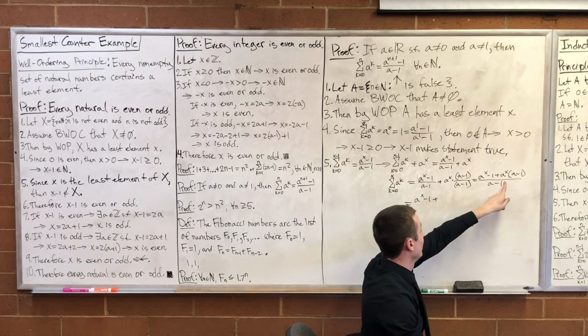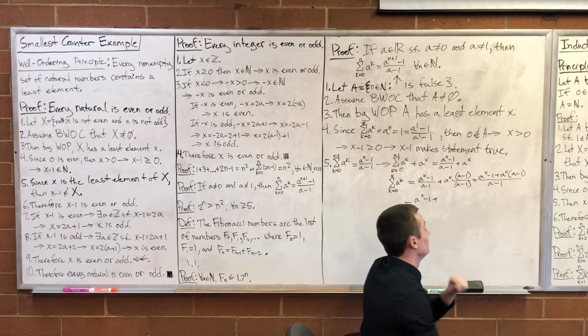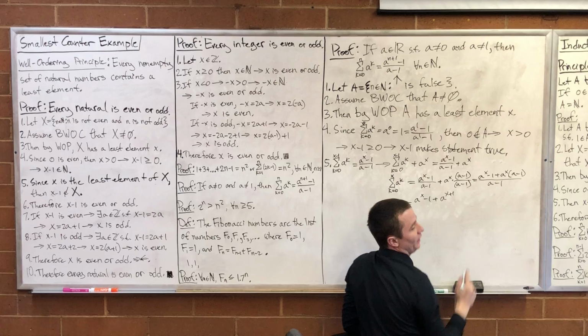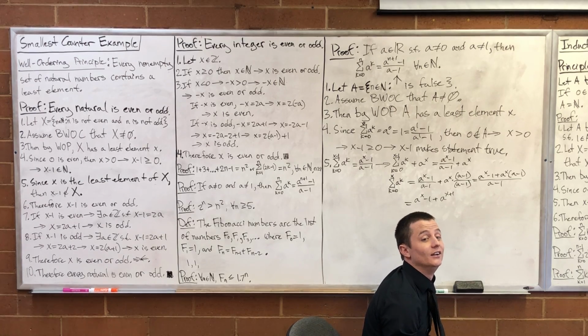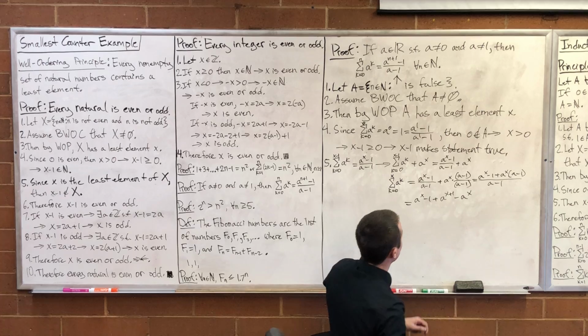Okay. So, Rhoda, a to the x times a is? A to the x plus 1. Wonderful. A to the x plus 1. And a to the x times negative 1 is? Negative a to the x. Wonderful.